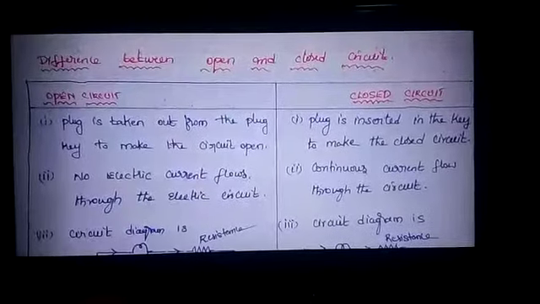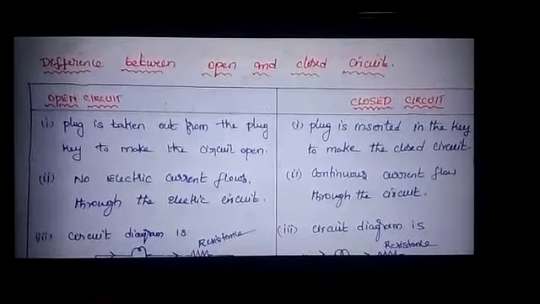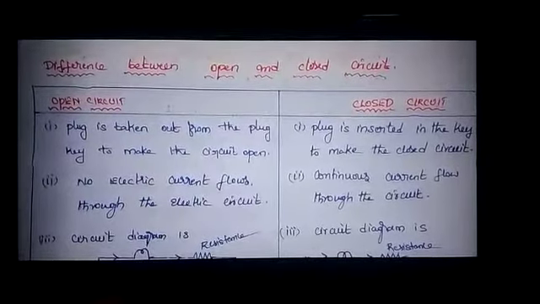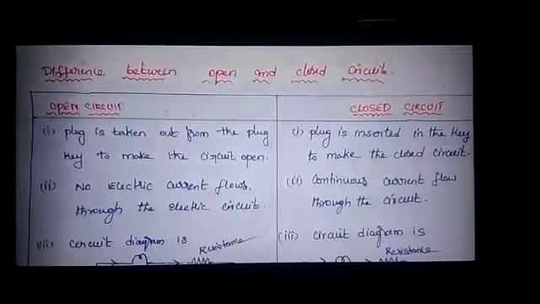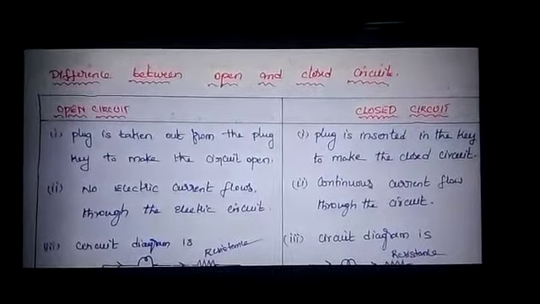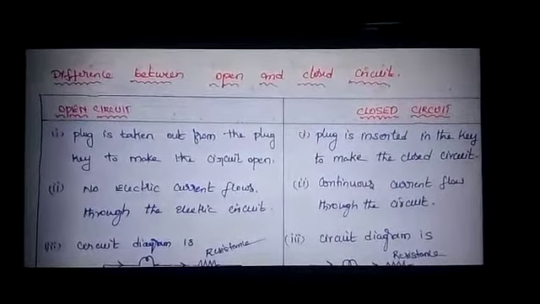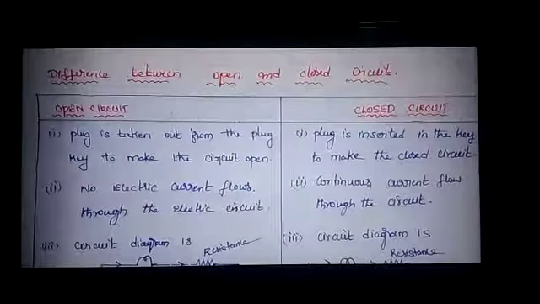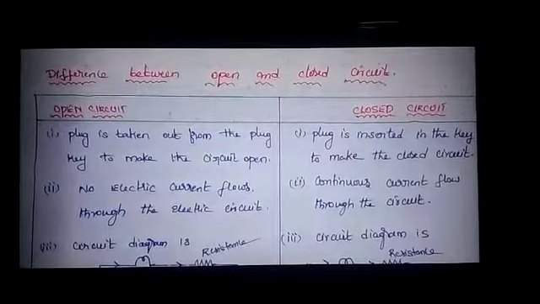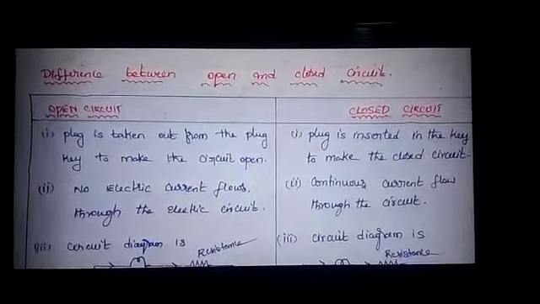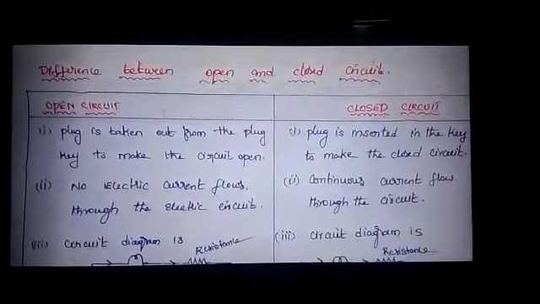Today we are discussing the difference between open and closed circuit. Yesterday we learned about the electric circuit. In an electric circuit, some components are interconnected: the plug key, bulb, and cell. The cell is like a battery. Current is formed from positive charge to negative charge. That means electric current. So we should learn about the electric current and electric circuit.